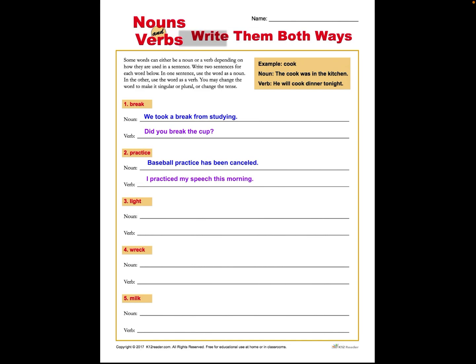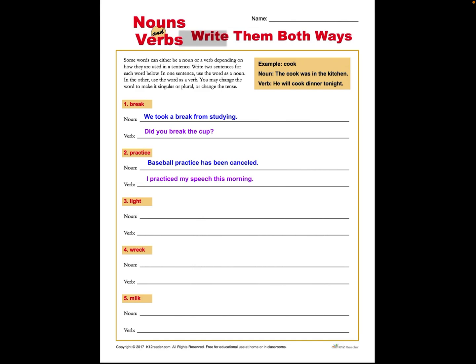Now you can try the word light, wreck, and milk. Pause the video and try writing a sentence for the word for a noun and a verb for light, wreck, and milk. Start it back up when you're ready. All right, welcome back, boys and girls. You should have 6 sentences written down. 2 for light, 2 for wreck, and 2 for milk.